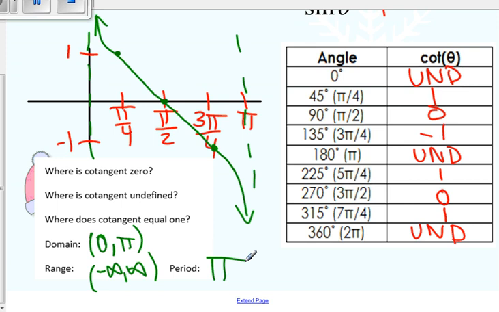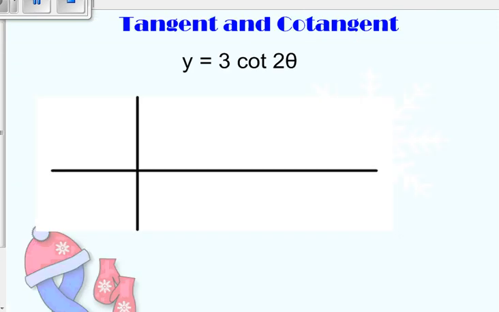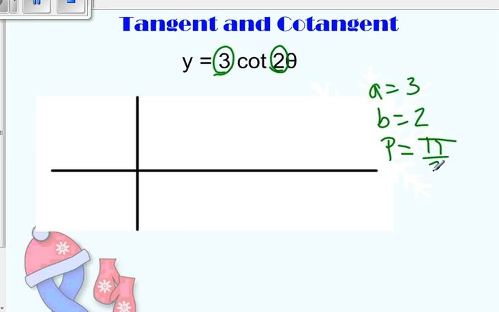So let's talk about what that looks like with amplitude changes as well as period changes. Again, we'll get to phase shifts in the next video. So our A value here is 3. Our B value is 2, and we're getting them from our equation there. Our period is pi divided by our B, so pi divided by 2. So we're going to have pi over 2 out here. If we cut pi over 2 in half, we get pi over 4.